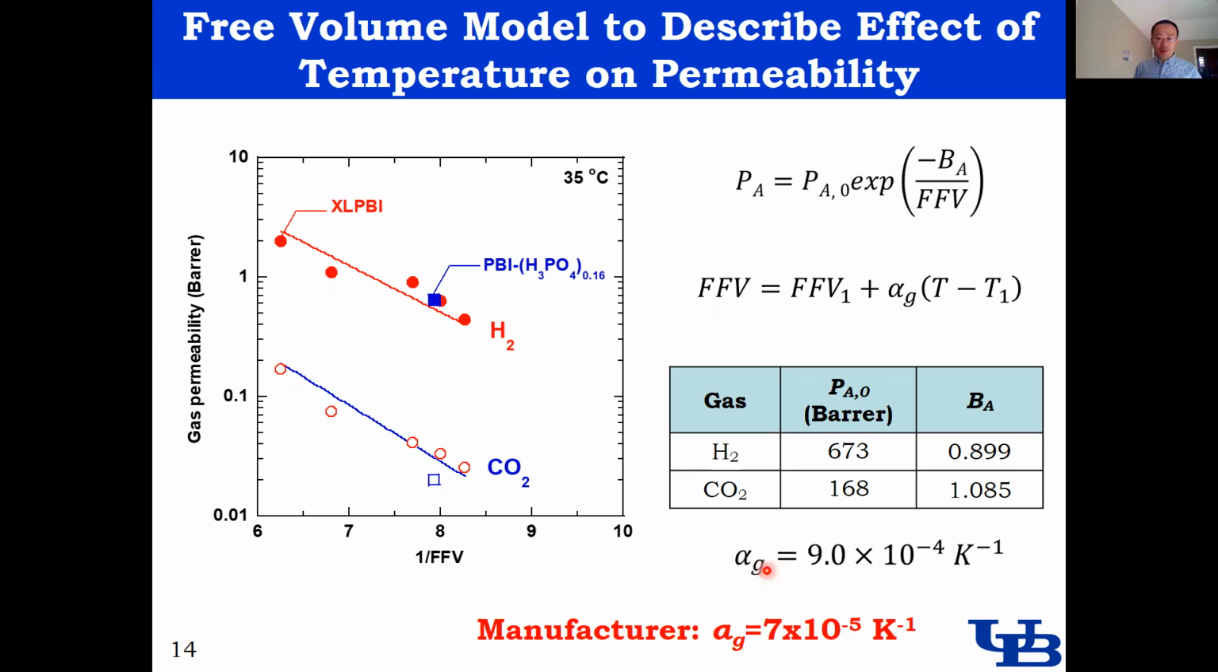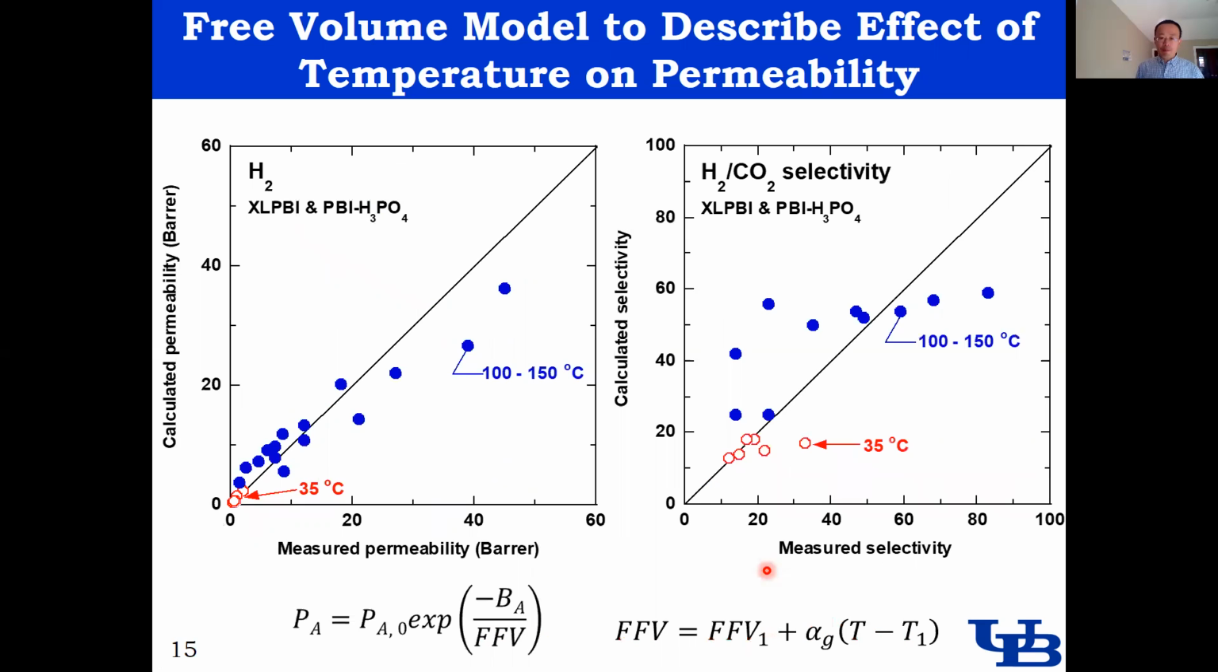Unfortunately, we do see a discrepancy in this model. The property from the manufacturer is actually 1 order of magnitude lower. So what is the consequence? Well, we'll talk about this one later on. But if we take our model value, we are able to describe this hydrogen permeability and also hydrogen over CO2 selectivity. We compare with the measured permeability.